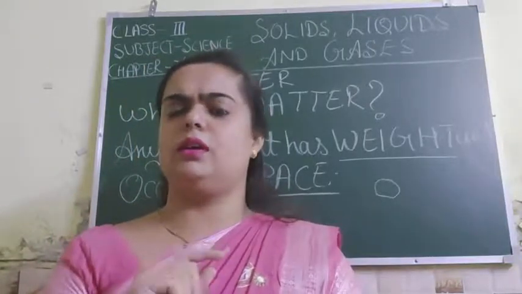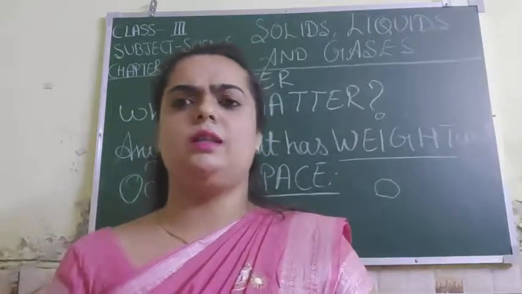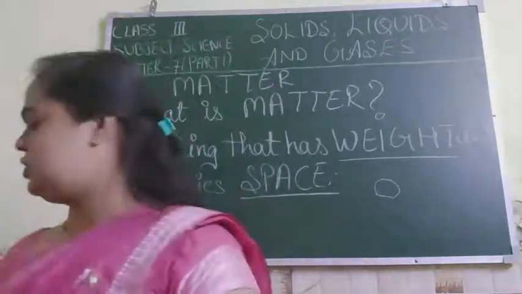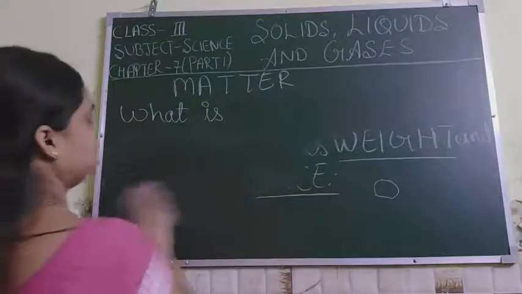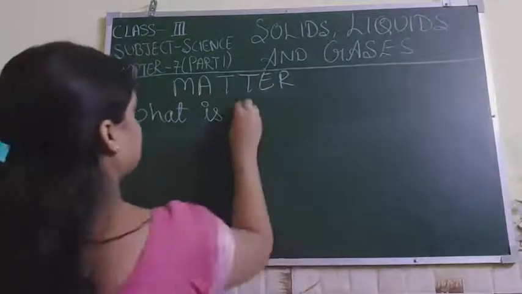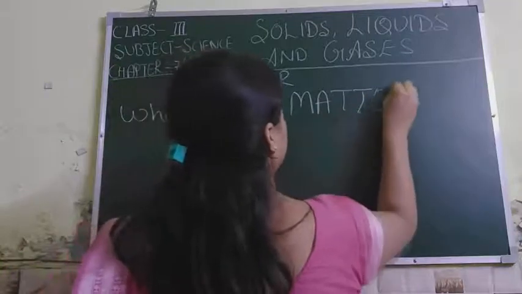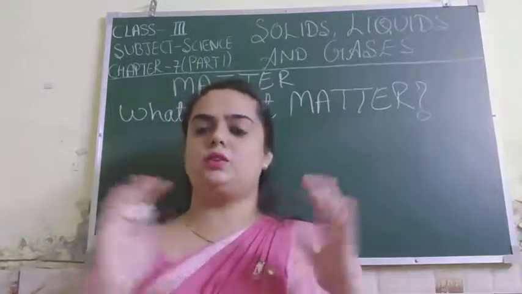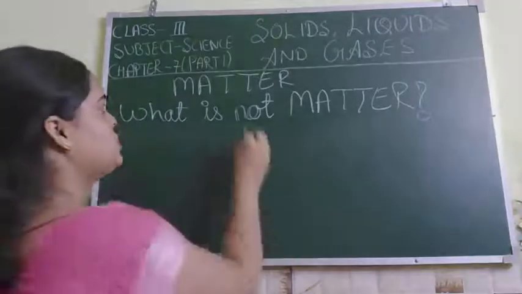Now from here one more question arises, that is, if everything is matter, then what is not matter? The next question is, what is not matter? Now we discussed so many things. There are so many things around you which are matter. Now what are the things which are not matter?